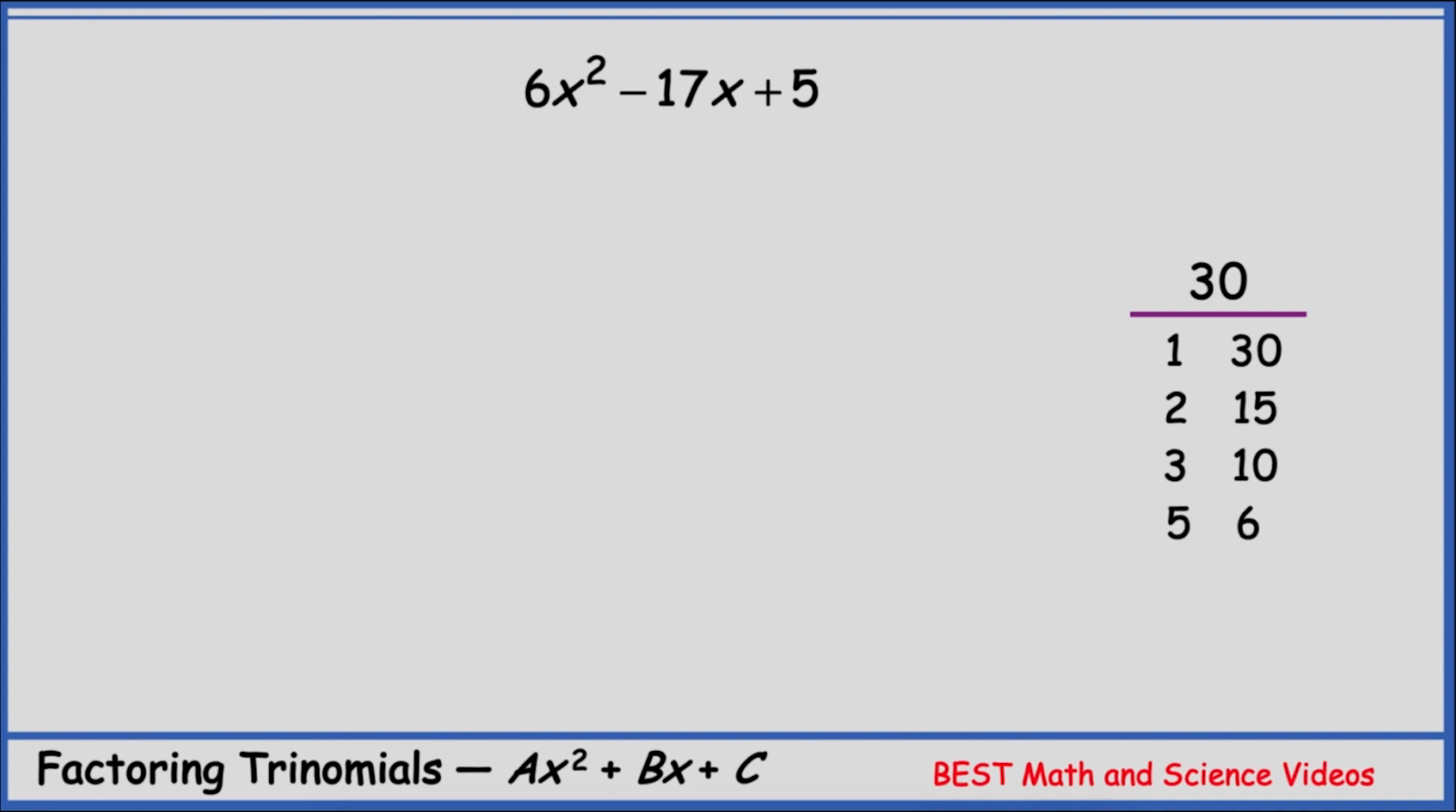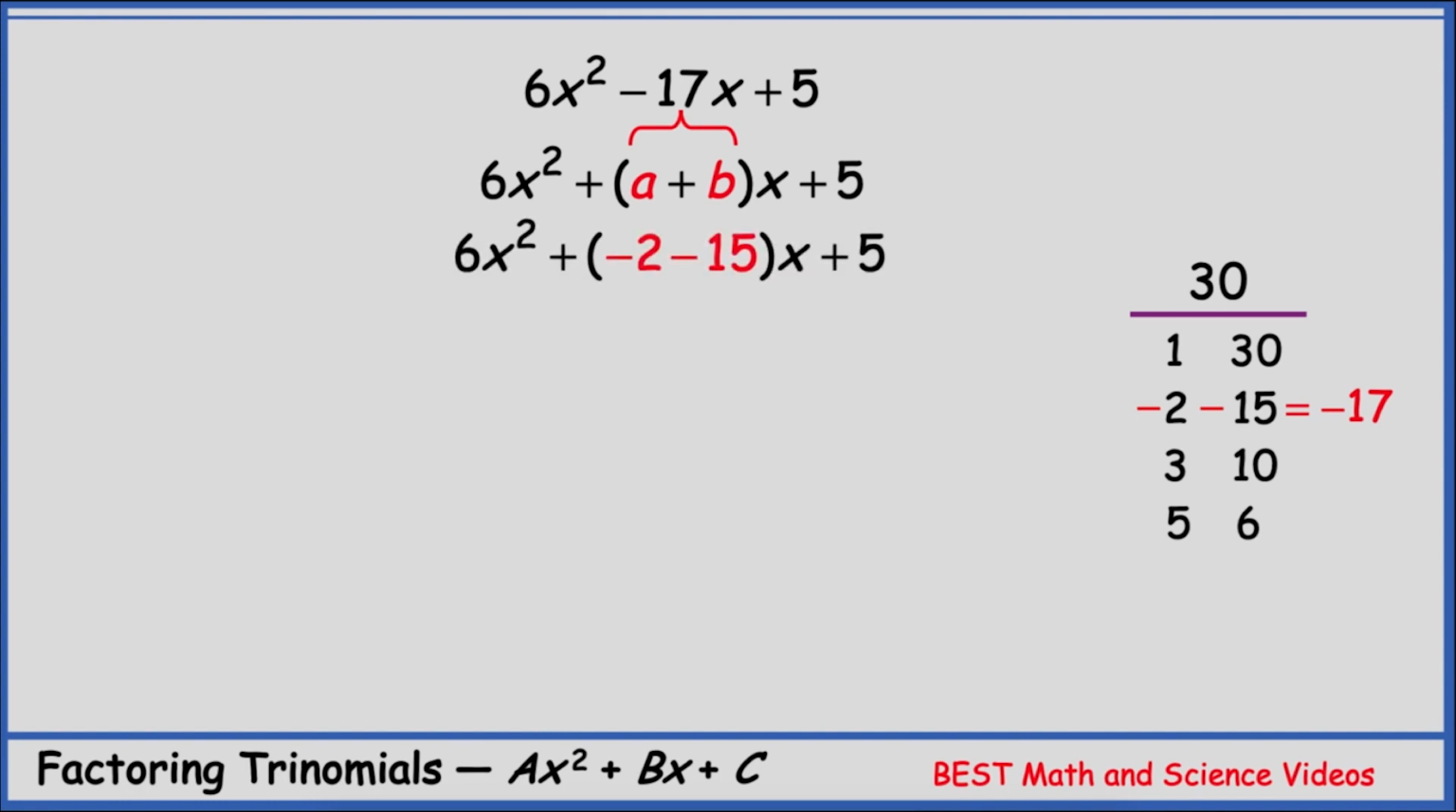Since 30 is positive, the numbers you multiply could be both positive or both negative. The sum, however, must equal negative 17. Adding negative 2 and negative 15 gives negative 17. So, substitute negative 2 and negative 15 into the expression and multiply to get 6x squared minus 2x minus 15x plus 5.